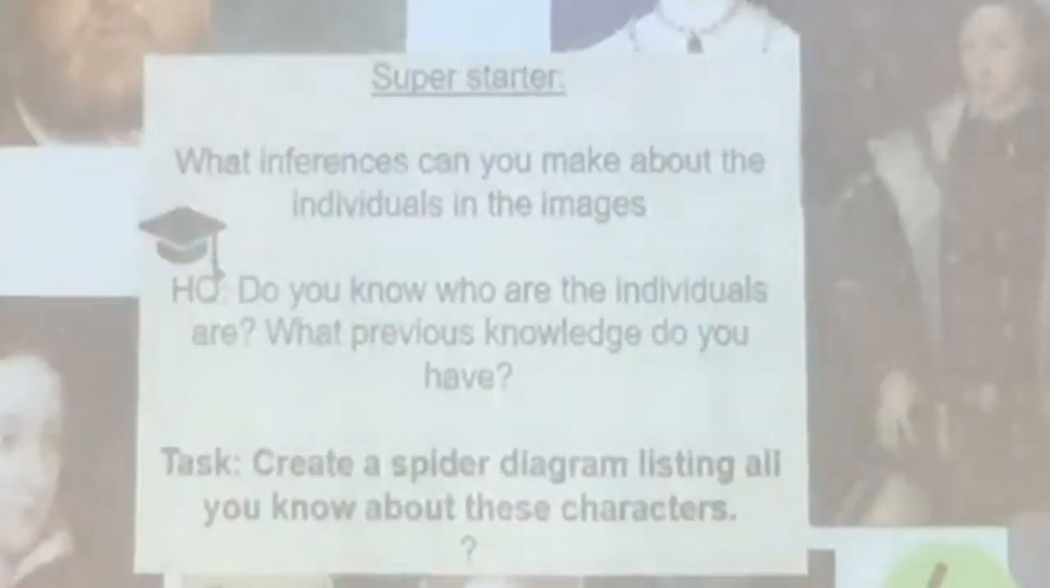So, I'm going to give you 5 minutes and I would like you to create a spider diagram, a detailed list, anything in terms of what inferences you can make or what previous knowledge you have. 5 minutes, off you go.